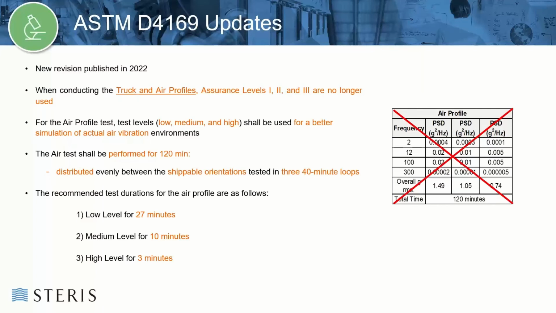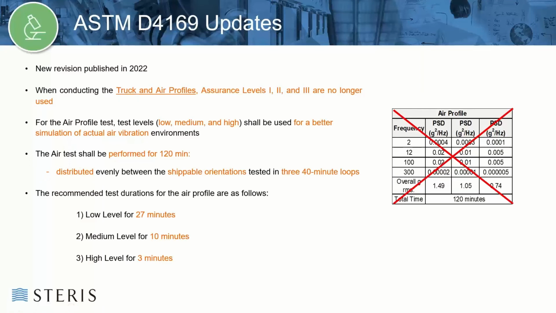In the truck and air profiles, there's no longer assurance level 1, 2, and 3. Everything goes through the same sequence. There's low, medium, and high test levels. You can see down here, we now go through a low level for 27 minutes, a medium level for 10, and a high level for 3 minutes.